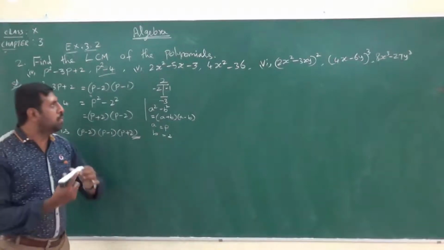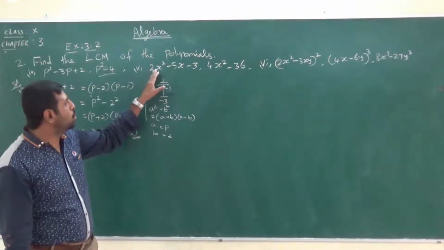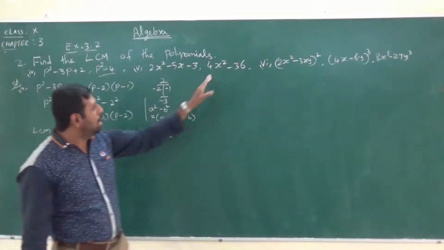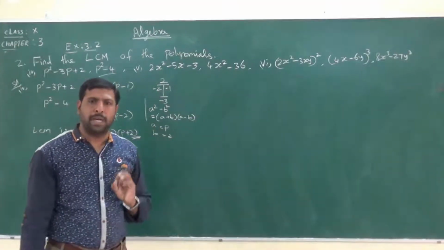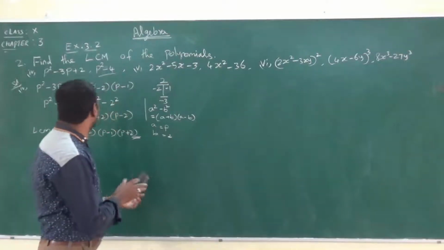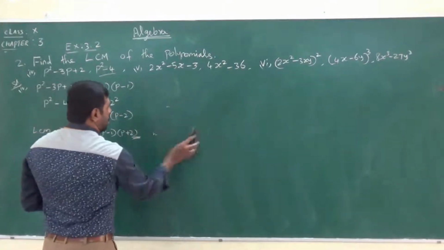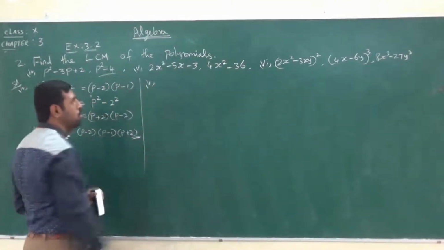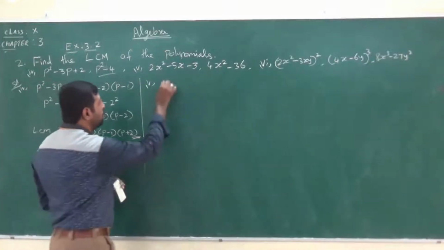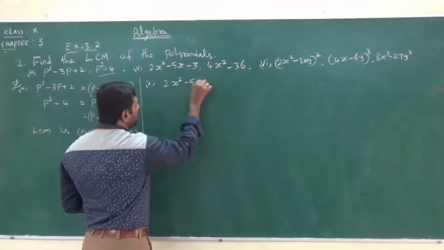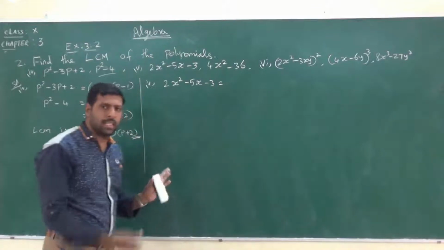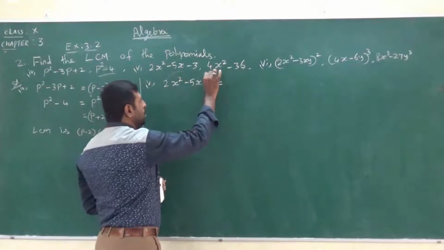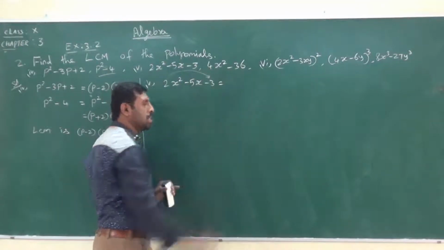Next we see the fifth Roman number. It is given as 2x square minus 5x minus 3, which is one of the polynomials, and the second polynomial is 4x square minus 36. Now I take the fifth Roman number: 2x square minus 5x minus 3 equal to 0. Here it is also a quadratic polynomial.